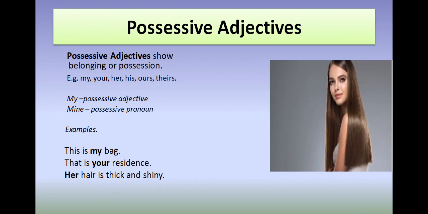This is my bag. That is your residence. Her hair is thick and shiny. So here we see that these possessives, my, your, her, are immediately followed by nouns, bag, residence, hair. As we have seen earlier, in case of possessive adjectives too, if they are immediately followed by noun, they are possessive adjectives, otherwise they are possessive pronouns.